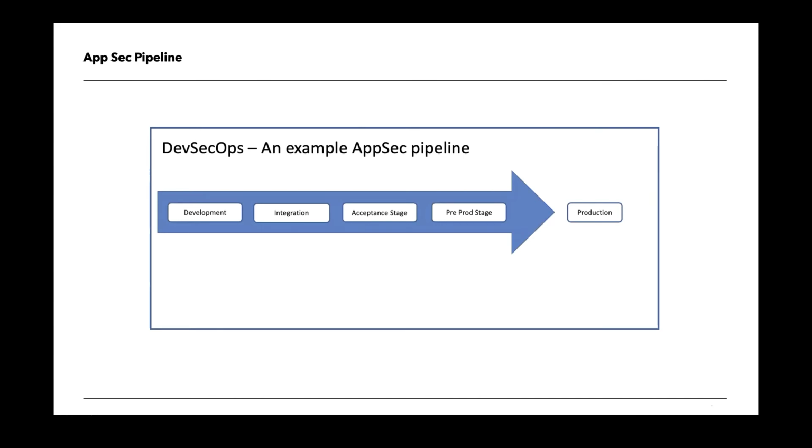So now let's take a look at our example pipeline, where we will execute the different types of security tests in the different stages. Our pipeline consists of 5 stages. We have the development stage, the integration stage, the acceptance stage, the pre-prod stage, and of course the production stage. This is where all the money comes in.